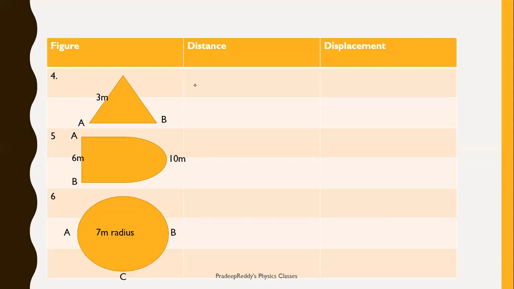Coming to the fourth question, we are supposed to calculate distance and displacement from position A to position B. So here to here, this is a triangle and it is equilateral. This length is 3 meter, and this length is also 3 meter. Now the distance traveled S will be equal to AOB, which is equal to 6 meter. Displacement will be equal to the shortest length between A and B, that is the straight line, which is the base of the triangle. Therefore, it is 3 meter.